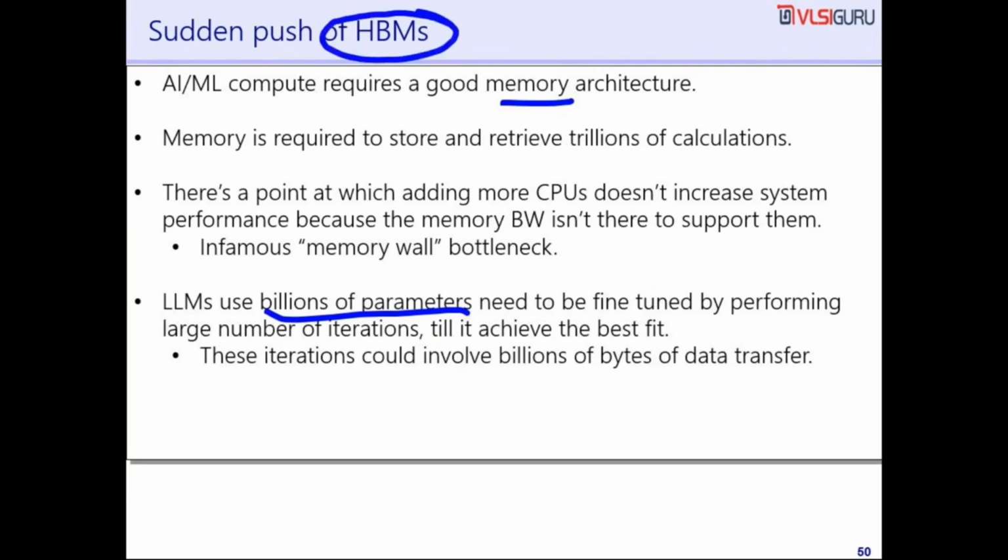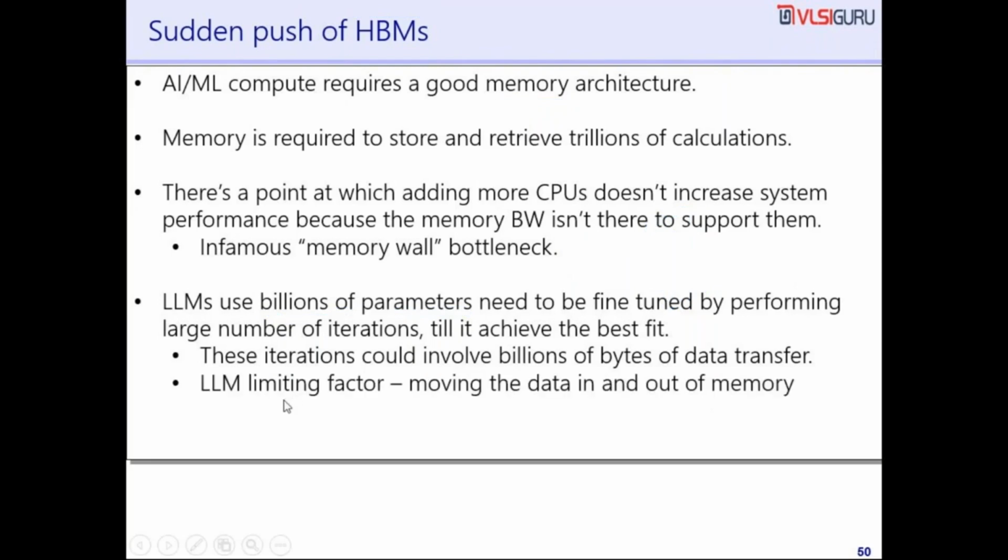The whole idea is to keep the system memory closest to the CPU so that you can reduce the length of the transfer. Let's say between the CPU and the system memory, as much as we can reduce this length, that will reduce the latency, and that will also reduce the power consumption, right? Because you are having to traverse a lesser distance.